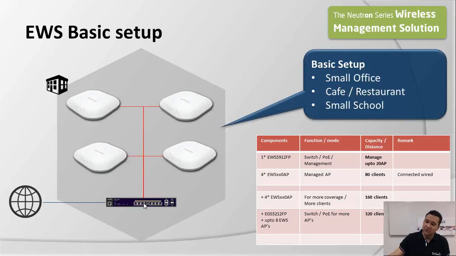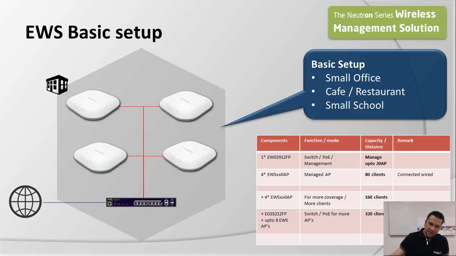And if we want to connect more access points, we can still use the management capability of this EWS switch and add a non-management switch like our EGS switches, just to provide the power and the connection capability to more access points, up to 20 access points managed in total by the first EWS switch.